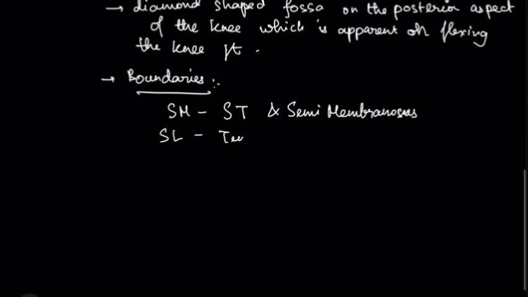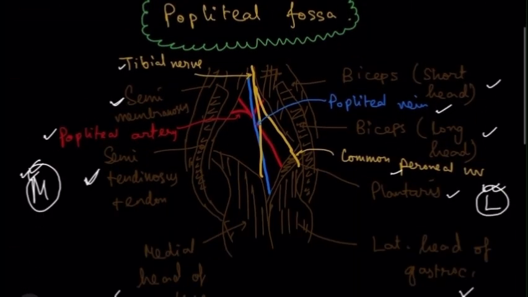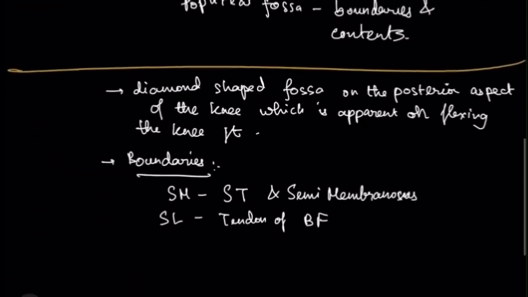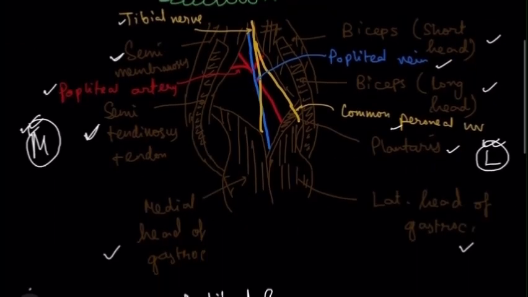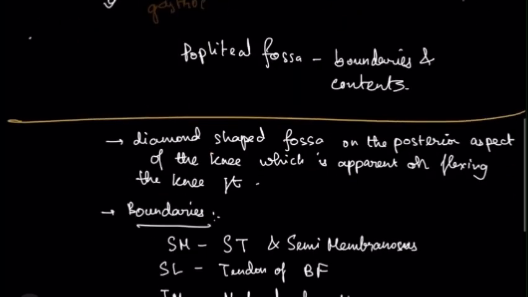Superior-laterally, you have the tendon of biceps femoris. Both the biceps femoris heads, short head and long head, are present. So we can just write tendon of biceps femoris and be at peace. Infero-medially, it is the medial head of gastrocnemius that is present. Let's have a look. You can see the medial head of gastrocnemius is present over here.